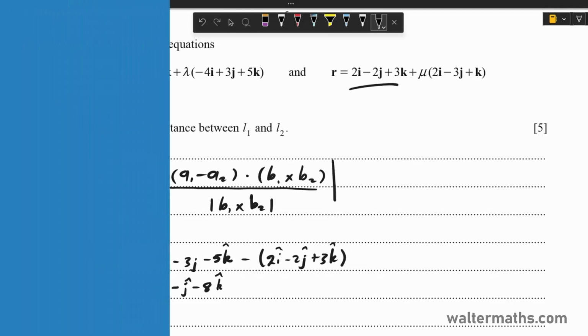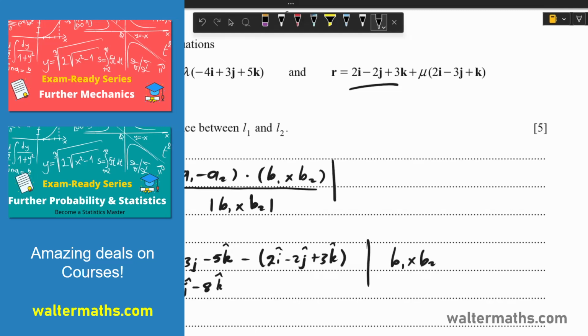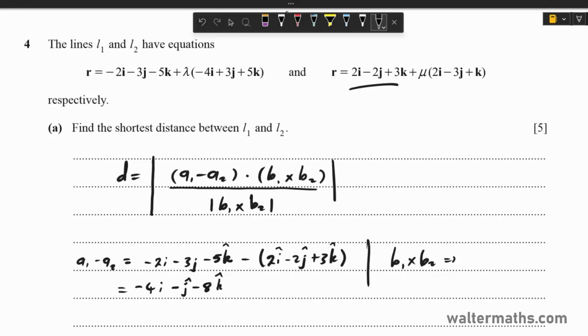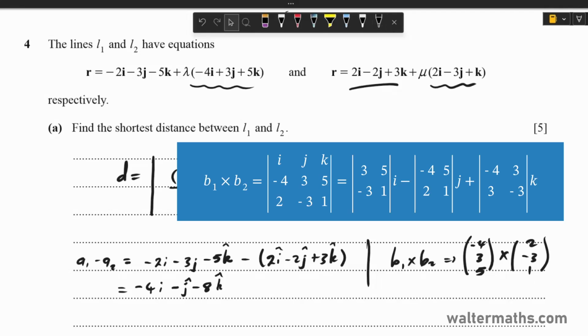So this is what we are having for A1 minus A2. Next up, for B1 cross B2, it's like we are finding the vector product of these two, this one here and this one here. So that's minus 4, 3, 5, cross multiplying 2, minus 3, 1.